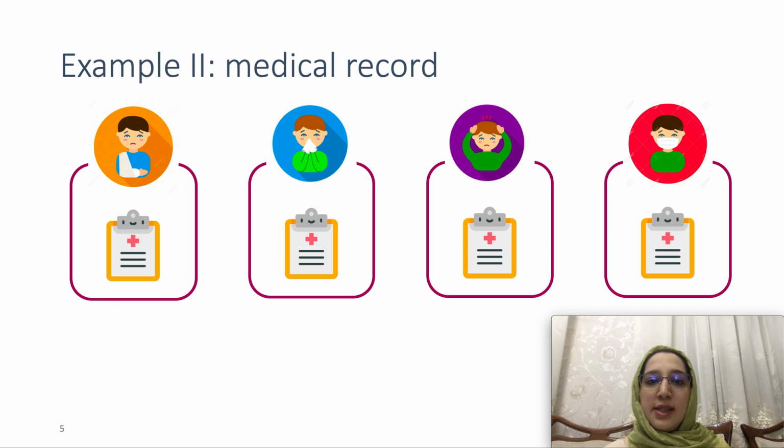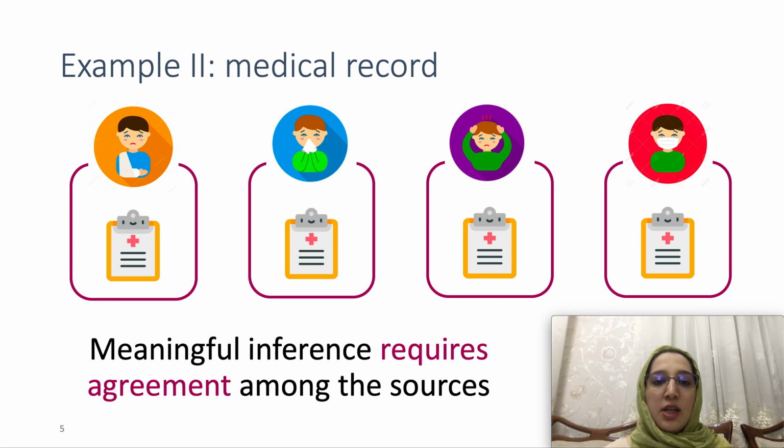Another example is medical records. Suppose we have several patients and we have the medical records of these patients. One thing to note is that we need an agreement among our sources to be able to draw any meaningful conclusion. For example, if we look at the blood pressure of different patients with very different diseases, we may not be able to make any inference about the distribution over the blood pressure. So we need some sort of an agreement assumption.